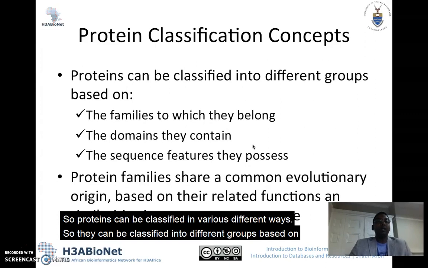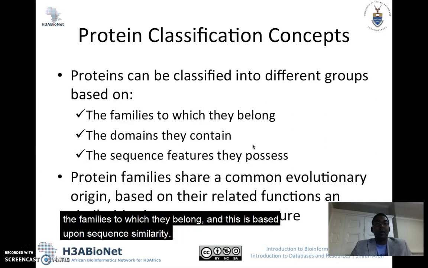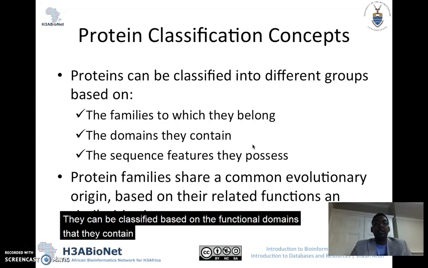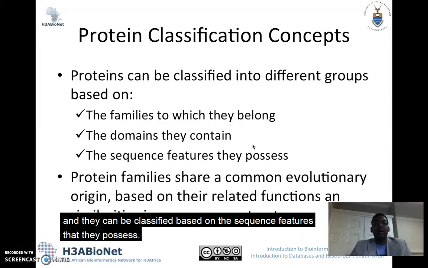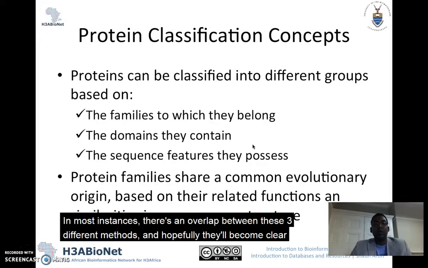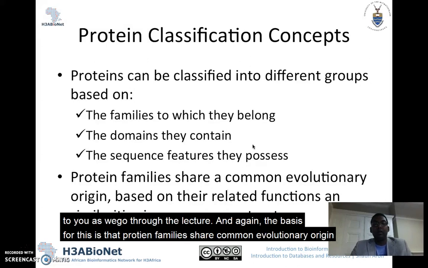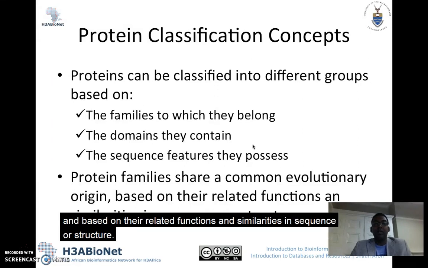So proteins can be classified in various different ways. They can be classified into different groups based on the families to which they belong, and this is based on sequence similarity. They can be classified based on the functional domains that they contain, and they can be classified based on the sequence features that they possess. In most instances, there's an overlap between these three different methods, and hopefully that will become clear to you as we go through the lecture. And again, the basis for this is that protein families share a common evolutionary origin, and related functions and similarities in sequence or structure.